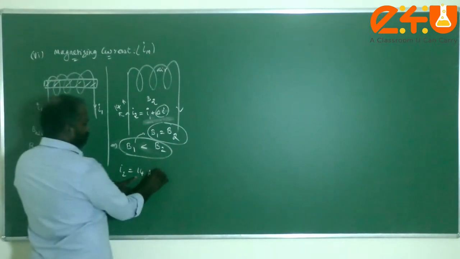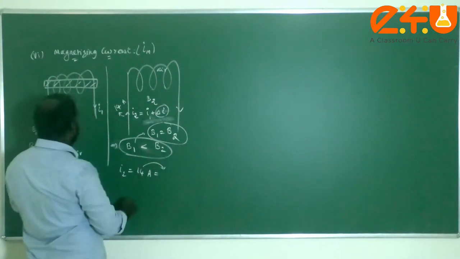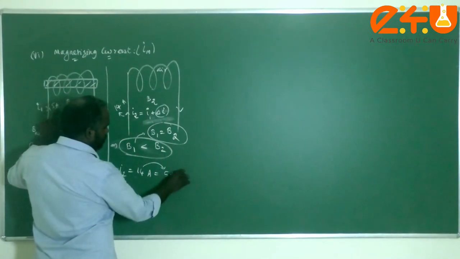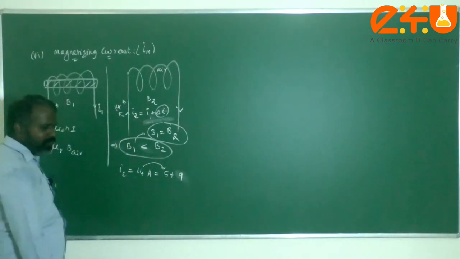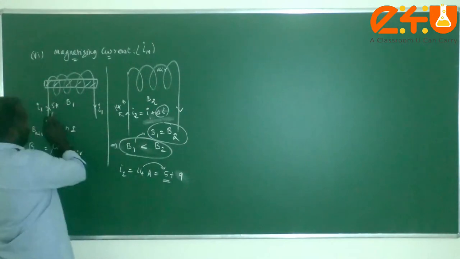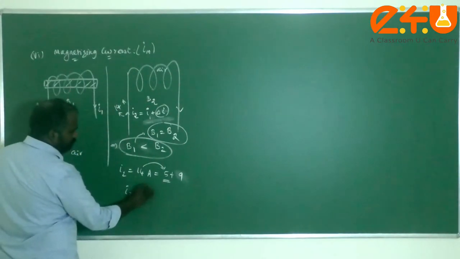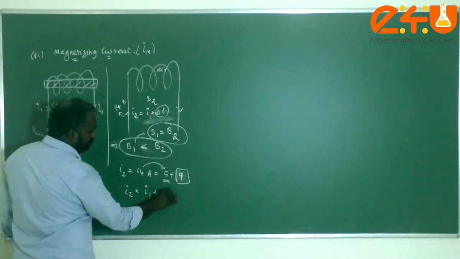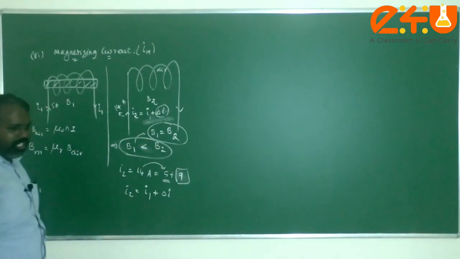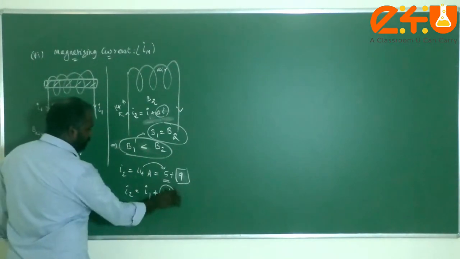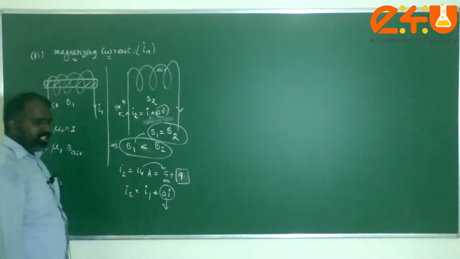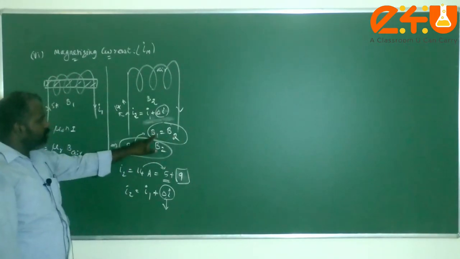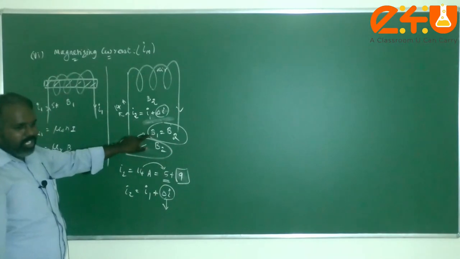This 14 can be written as, for example, 5 plus 9 ampere. This 5 ampere is nothing but the I1 value. Therefore, I2 is equal to I1 plus the additional current, delta I. This additional current is needed to make the air core solenoid magnetic field the same as the material core solenoid field.